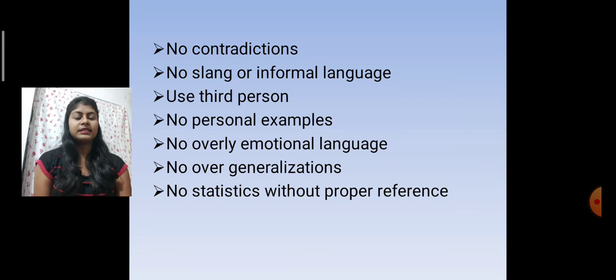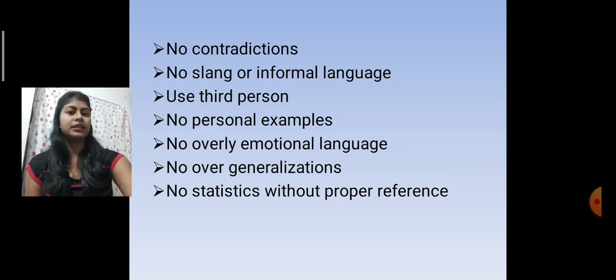No statistics without proper reference. This means do not put any number or anything which you do not know. Facts should be the only thing kept in your formal writing. So these were some tips which you can use while you write formal writing.